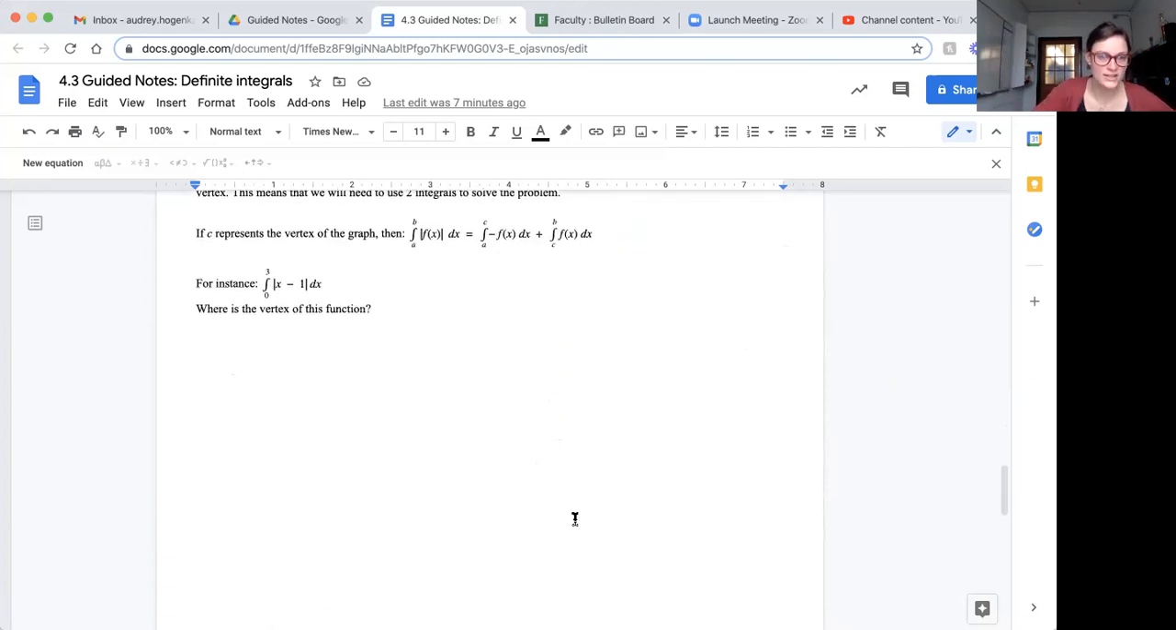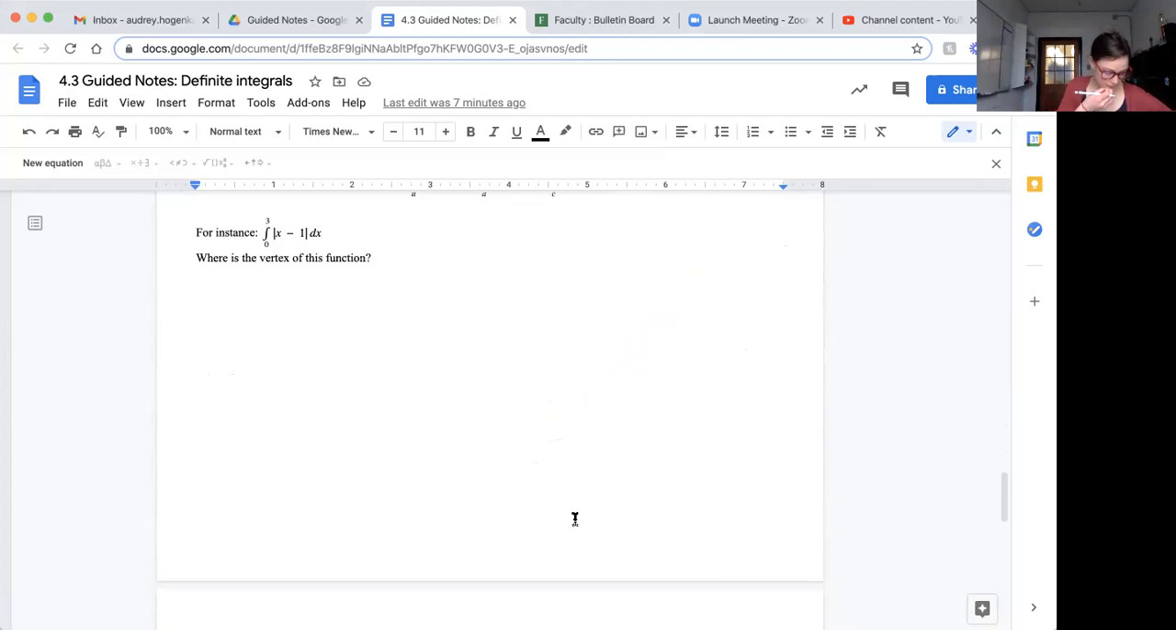But okay, for instance, the integral from 0 to 3 of the absolute value of x minus 1 dx, okay? So where is the vertex of this function? The vertex of this function is at x equals 1, which you should know because of basic graph transformations, right? So we have the absolute value of x minus 1, that means it's shifted to the right 1. So we know that the vertex is going to be at positive 1, okay?